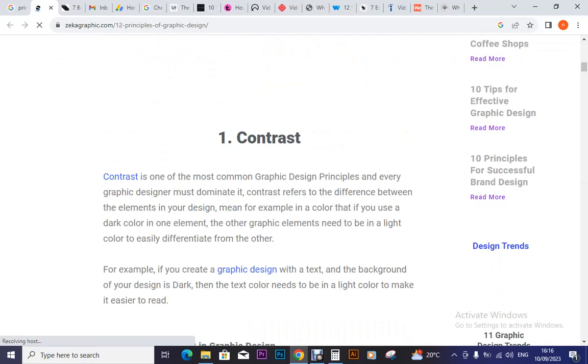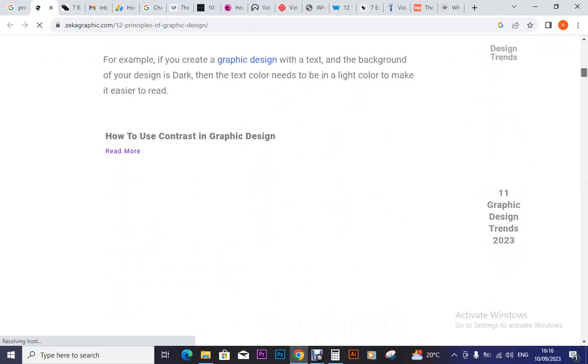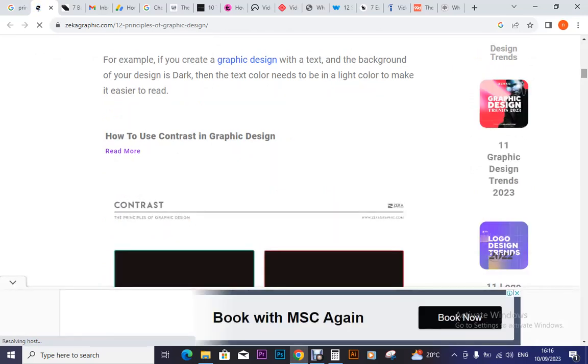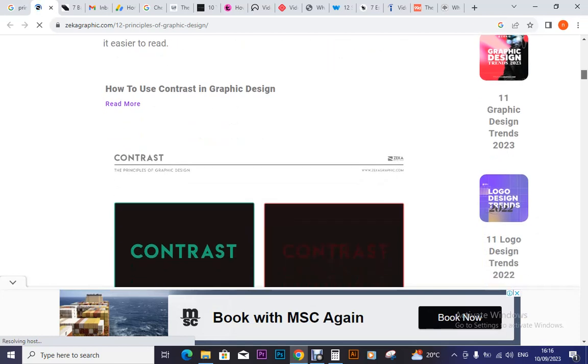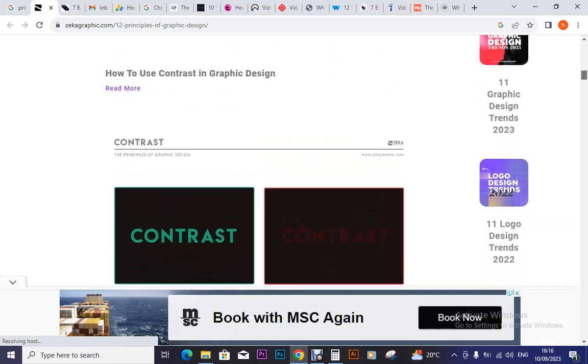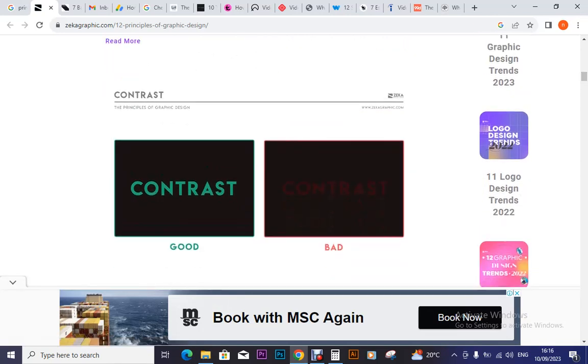So what this person is trying to mean here is, if I'm a designer, when we are designing, are you seeing this? Here we have a dark color. You can't put a dark color and a dark color. So that is the contrast we are talking about.